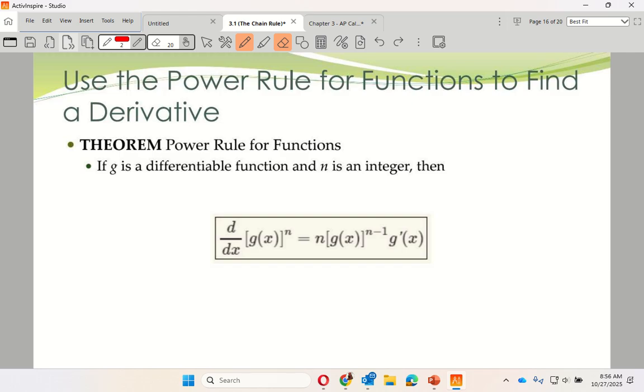All right, so the power rule for functions defines derivatives. If g is a differentiable function and n is an integer. So there you go. Power rule, same thing that we've been doing this whole time with my u prime, all that good stuff.